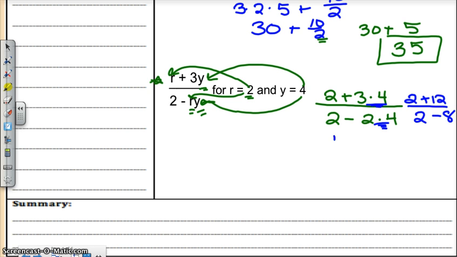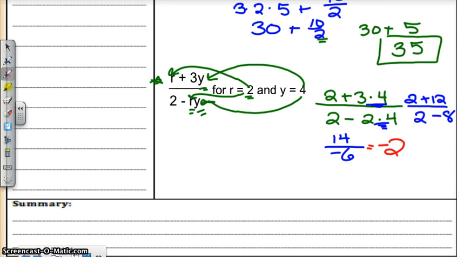Now I get 14 over 2 minus 8 is negative 6. Oh man, that doesn't go in evenly. However, I can think my way through it. How many times does 6 go into 14, class? 2. It goes in 2 times, just carry the negative out there.